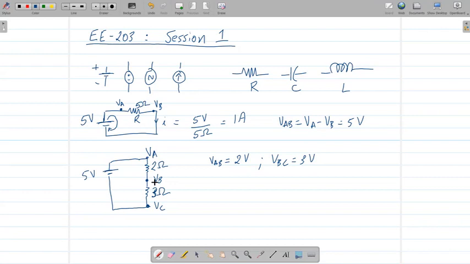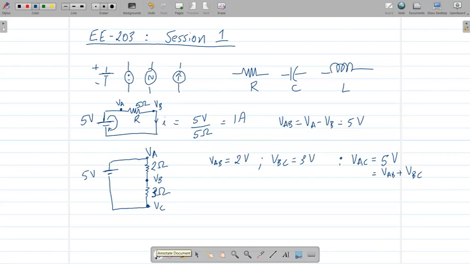Now again, VAC is 5 volts because you can add up the voltage drops in series, and therefore VAC is equal to VAB plus VBC. I know this is really elementary stuff, but we are just doing it so that later on, as you're doing larger circuits, you will not get simple doubts.